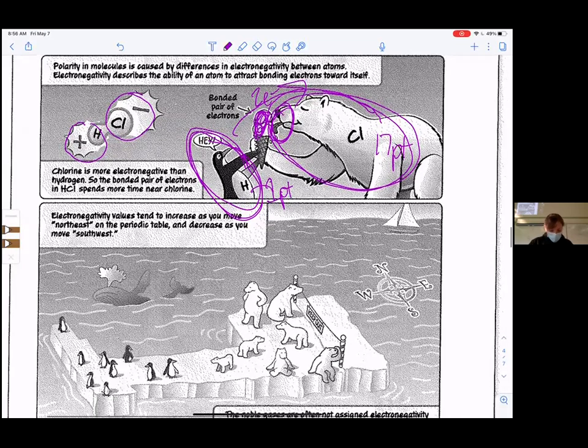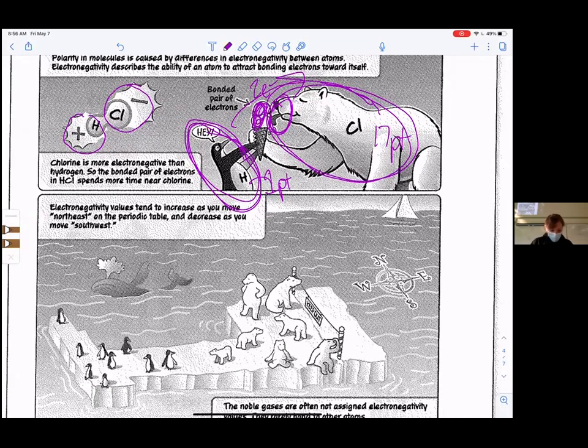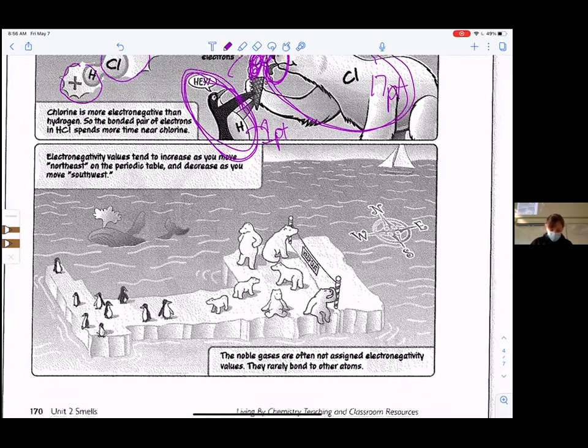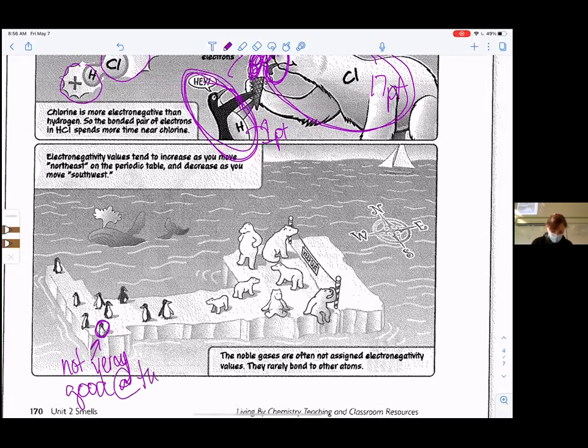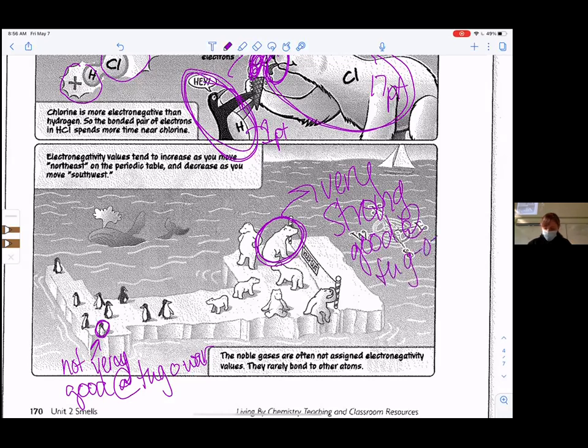Electronegativity values tend to increase as you move northeast on the periodic table and decrease as you move southwest. So if you look at this periodic table, you've got little teeny tiny penguins. These are not very good at holding on to electrons. Not very good at tug of war. And then you've got this big, huge polar bear, who's very, very strong and very good at tug of war. And I think of tug of war as what they're doing to the electrons that are bonded.